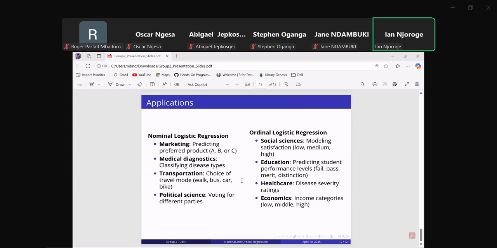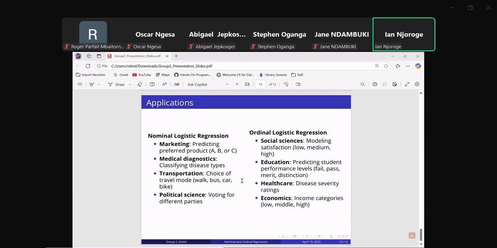So, applications for both the nominal logistic regression and ordinal logistic regression. First, for the nominal logistic regression, for example, in marketing, predicting preferred products A, B, or C. In medical diagnosis, classifying different diseases. Transportation, choice of travel mode: walk, bus, car, bike. Political science, voting for different parties.